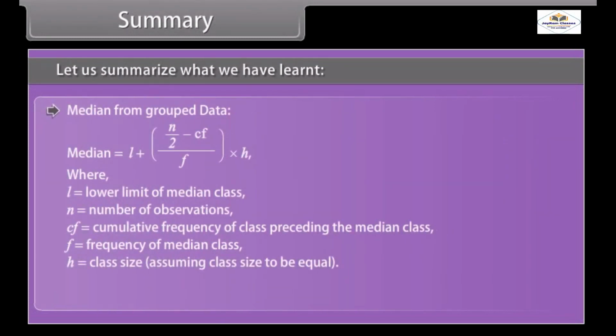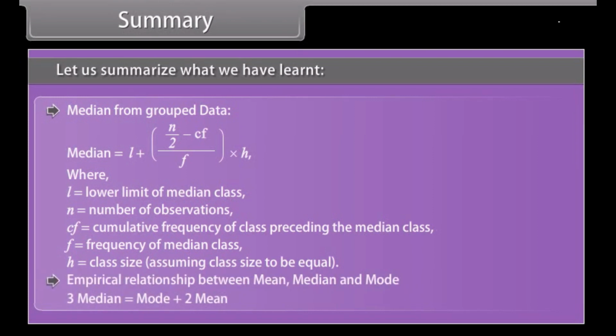Median from grouped data. L plus n by 2 minus Cf, that is divided by f and multiplied by h, where L is equal to the lower limit of the median class, n is equal to the number of observations, Cf is equal to the cumulative frequency of the class preceding the median class, f is equal to the frequency of the median class, h equals class size assuming class size to be equal.